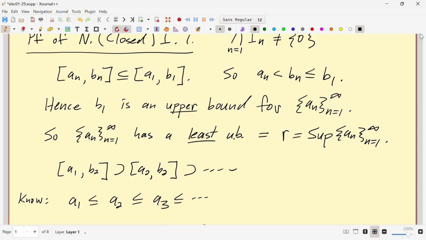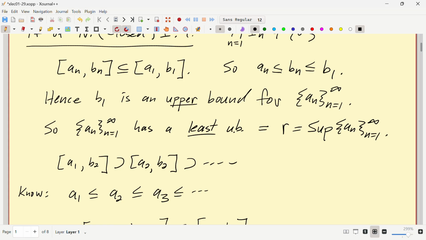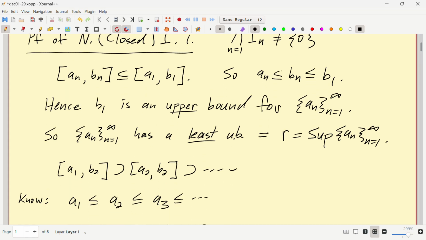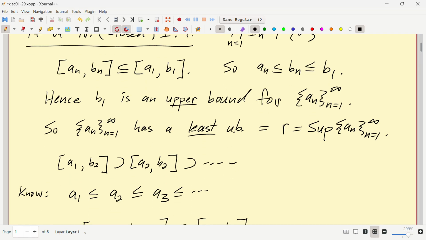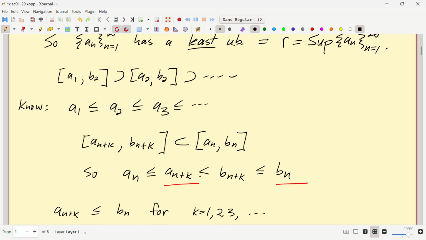If in the case that bn plus k equals bn, an plus k still has to be strictly less than. Oh, I see. The book allows you to say a closed interval equal to the singleton a. Okay, so you're right. Maybe since that's allowed, I'll put a less than or equal to here. Some books don't allow that. An interval has to have a length. So then I have to make this a less than or equal to.